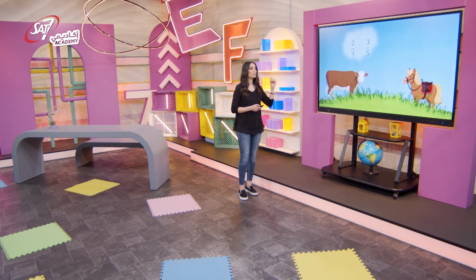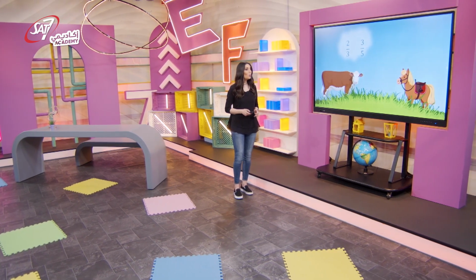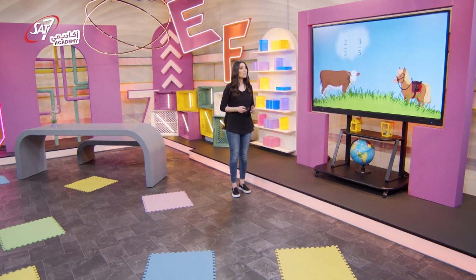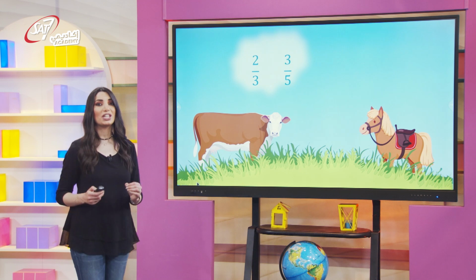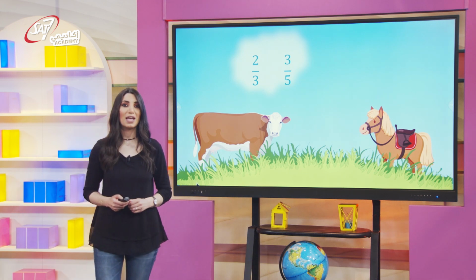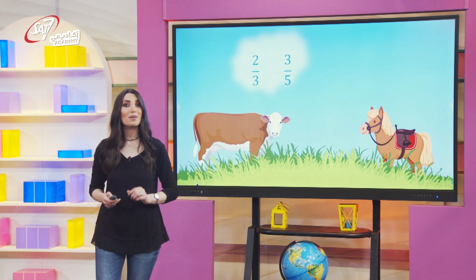Let's compare the weight of a cow with the weight of a pony. The cow weighs 2/3 of a ton, and the pony's weight is 3/5 of a ton. Which one is heavier? Which fraction is the greater fraction? Let me show you a quicker way to compare.